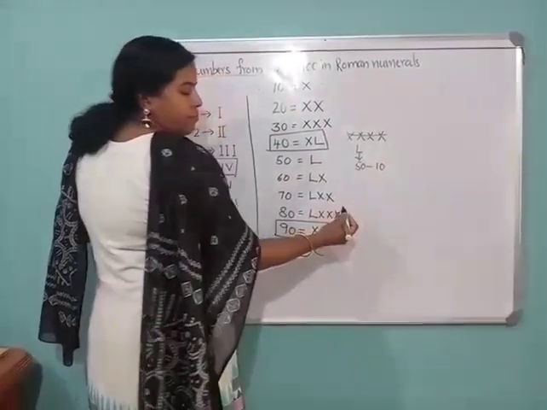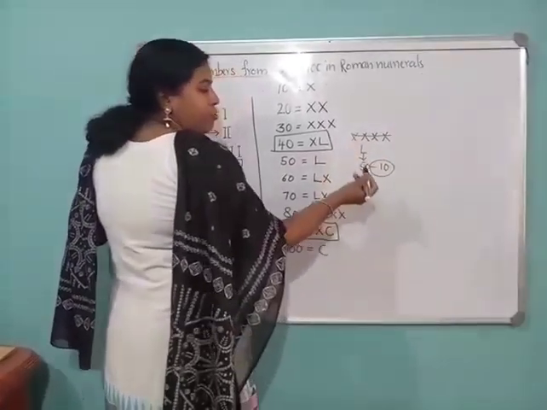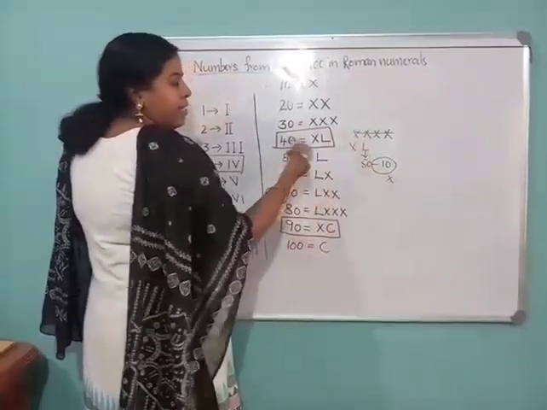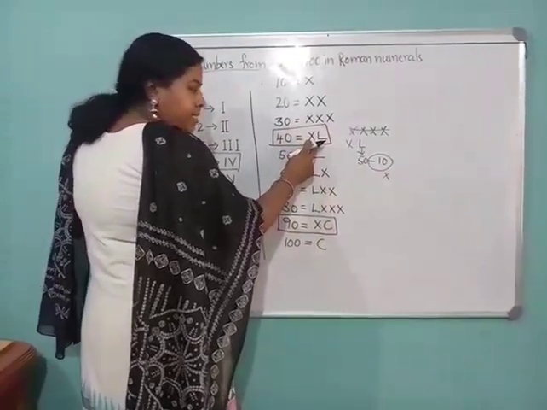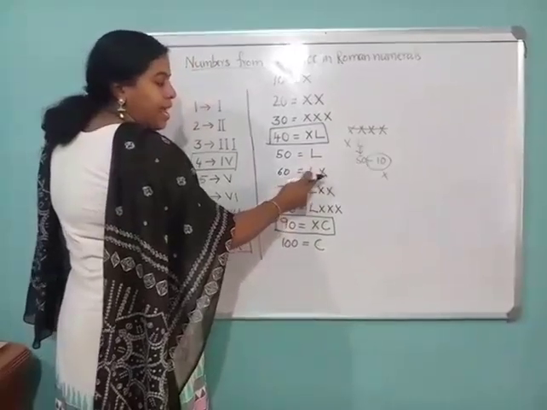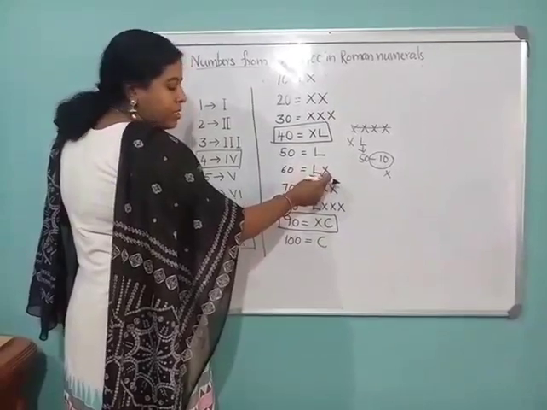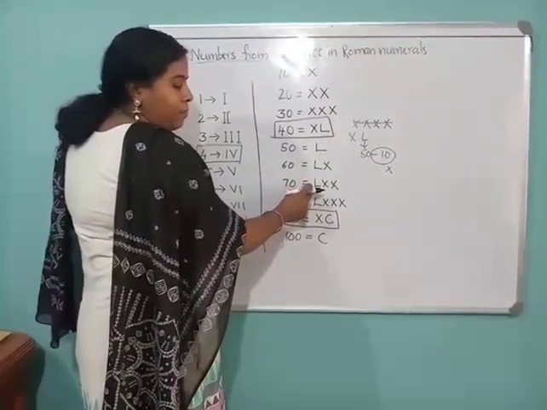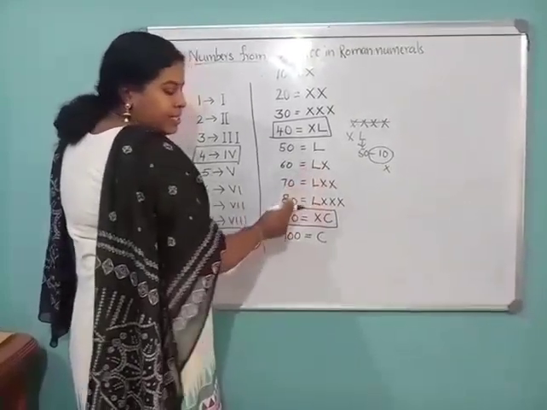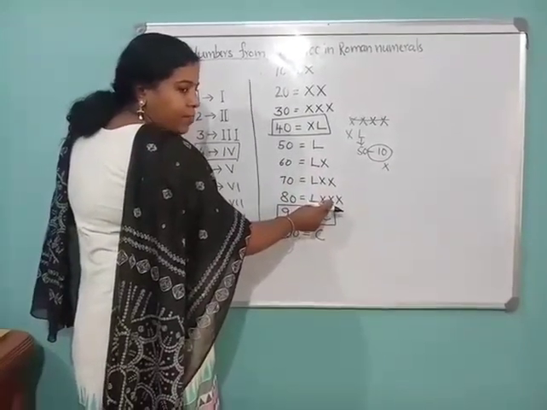50 minus 10 gives 40. If you want to subtract, the smaller value should be written on the left side. So the X should be on the left side of the L. So for 40 we will write XL. Then 50, the symbol is L. And 60, here I have written LX. LX means 50 plus 10. So 60. Now 70, 50 plus 10 plus 10. So LXX. Now again 80, 50 plus 10 plus 10 plus 10.